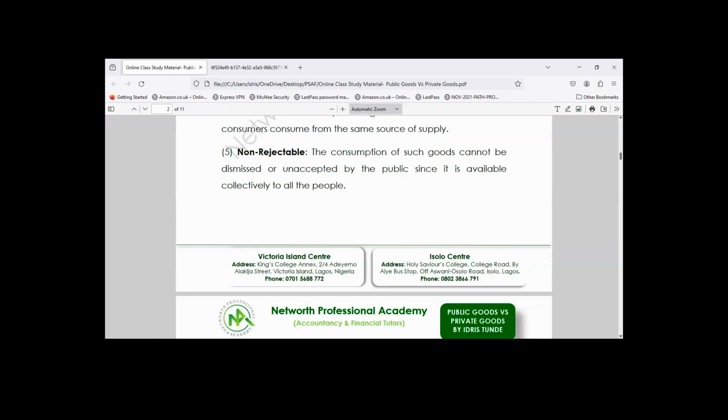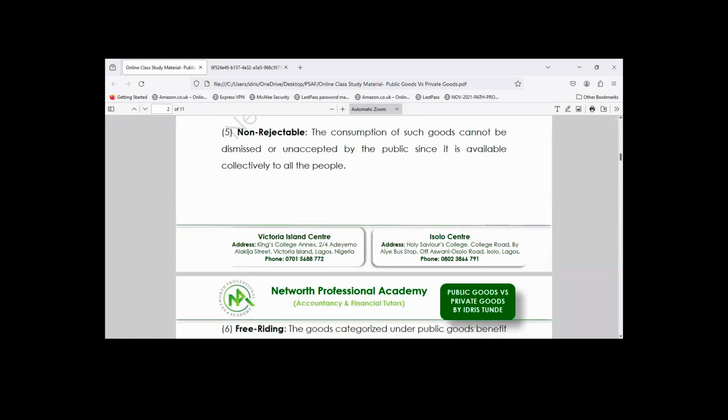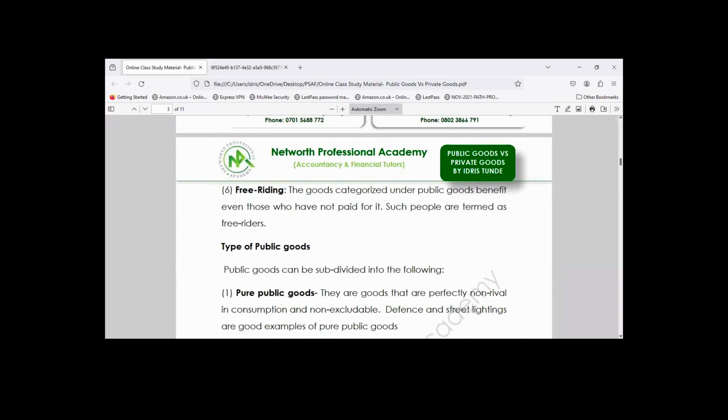Young children, five years and below, will be given immunization. You cannot say, please, my children cannot take immunization. If your baby is of the age for immunization, it is free of charge, but government can make it compulsory for you to take it for the baby. You cannot reject it. So some public goods are non-rejectable.